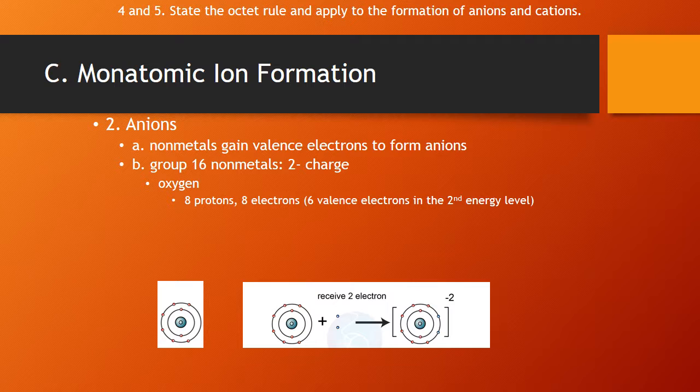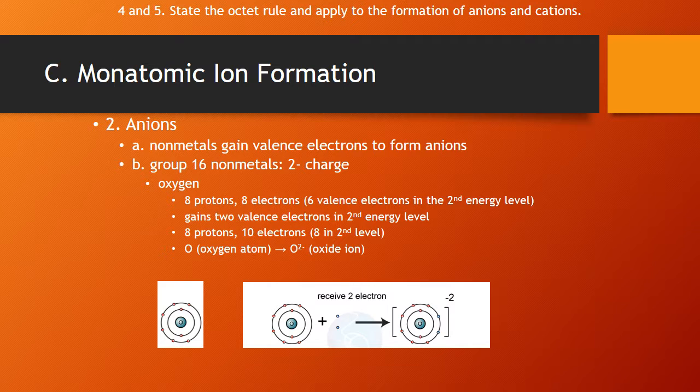So if it gains 2 electrons, you'll notice now that it has a full octet. These 2 electrons here that are showing up in blue were gained, and now it has a full octet, so it's the most stable it can possibly be. Now because it gained those 2 electrons, it now has 2 more electrons than protons. And because it has 2 more electrons than protons, it will have a 2 minus charge.